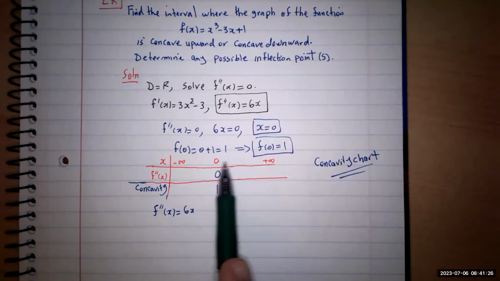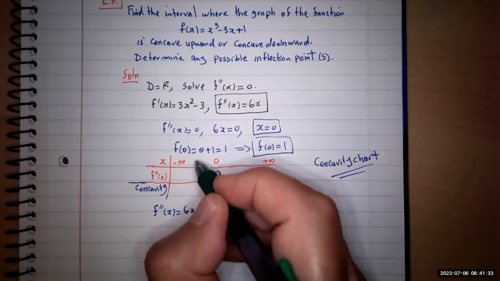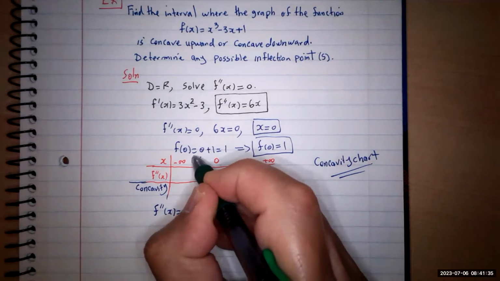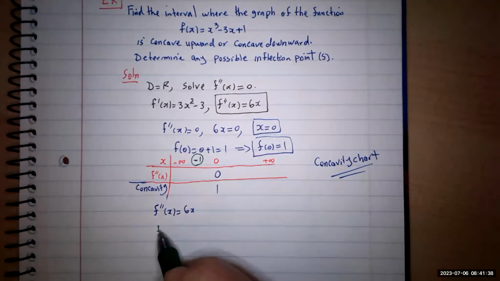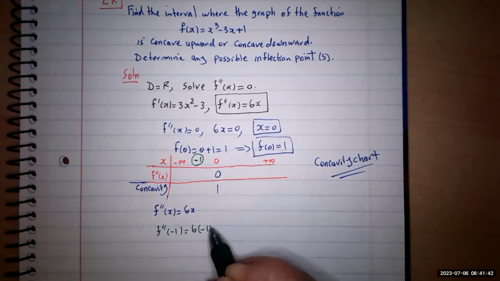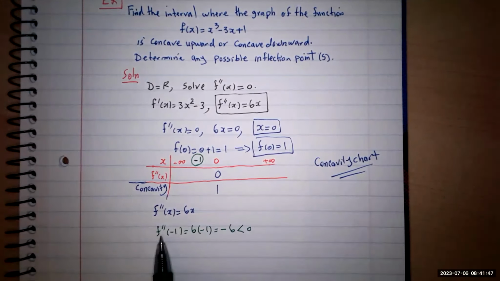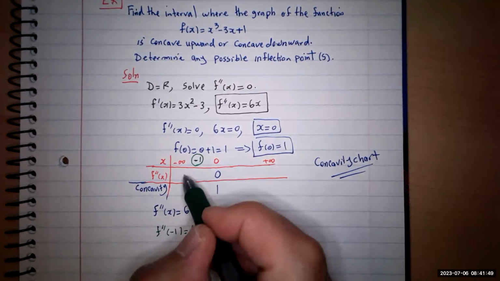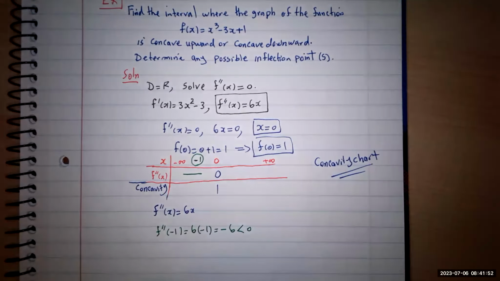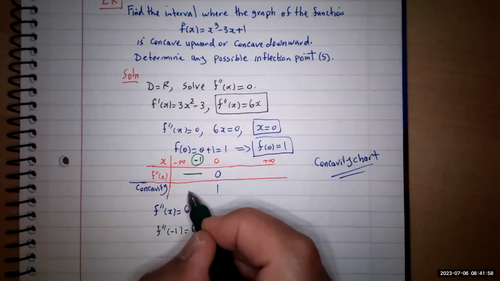You pick some numbers. You see between negative infinity and 0, you pick one number. You can pick anything you like. We call it a test number. So for example, I pick negative 1. Then if you put the negative 1 here, that gives you 6 times negative 1, which is negative 6. It's negative. So f double prime is negative here. When f double prime is negative, that's concavity. Negative means down. So the graph is going to be concave downward here.